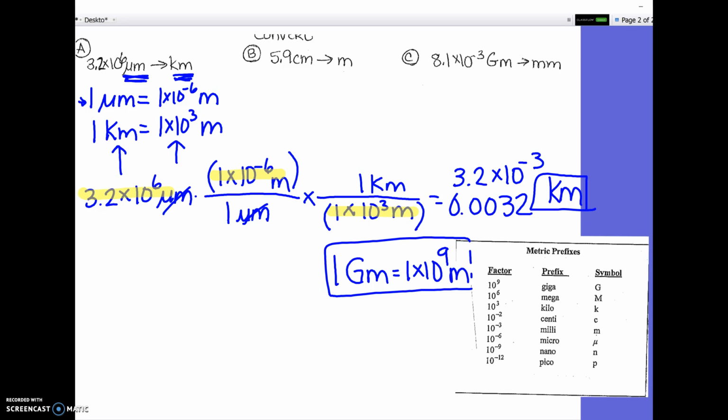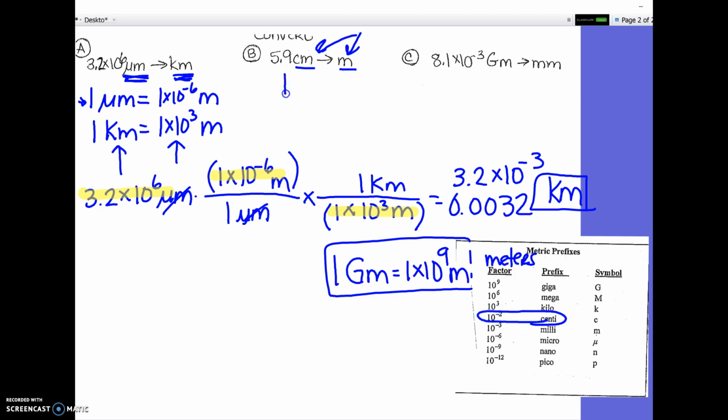All right, our second one, we're going from centimeters to meters. So remember, the factor is already meters. So we don't need two steps in this problem. If meters is one of the two things here, then you're only going to need one step. So I look up centi, and here's my conversion factor.